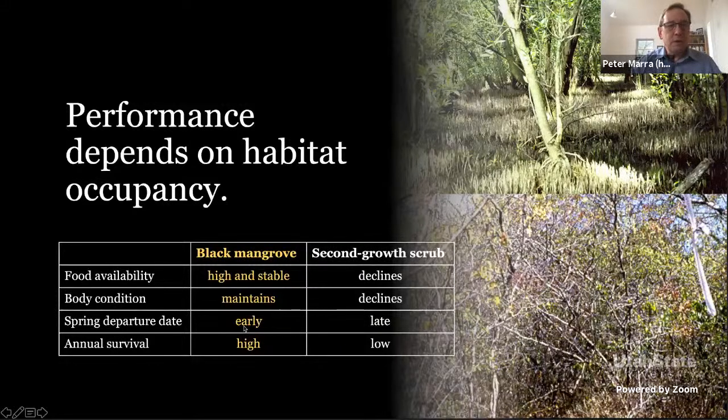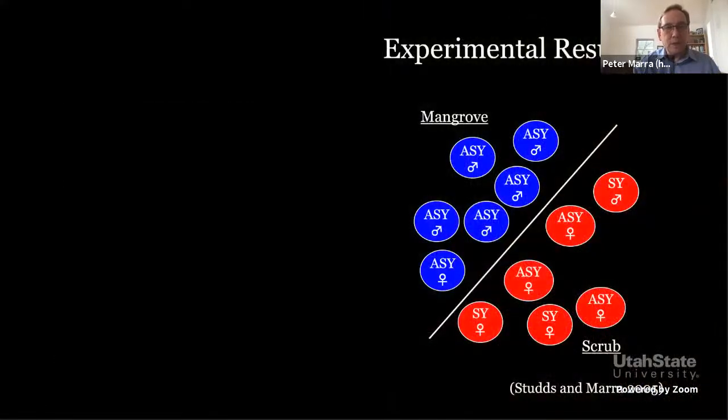Same with departure time. Birds in the black mangrove habitat depart early. Birds in the second growth scrub depart late. And annual survival is high in the mangrove, and it's low in the second growth scrub. I should say that overwinter survival is pretty much constant across both habitats. So we're not seeing differential mortality in these birds over the winter period. And you're probably saying, Pete, this is just correlational. Well, it is, you're right, but it's over many years. And it does vary by year, and I'll talk to you about that in just a minute. But we've also done several different experimental things here to look at this experimentally, including with one student, Colin Studds, where we did removal experiments.